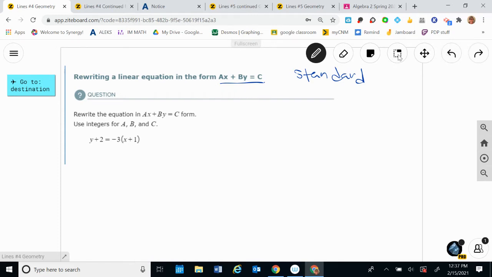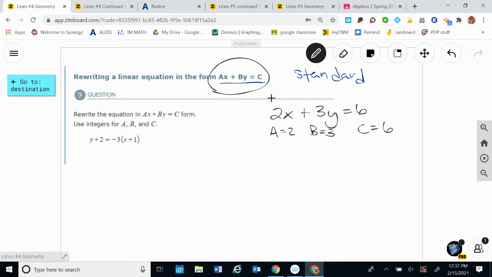The thing I've noticed that kids have trouble with in standard form is they don't understand what A, B, and C are. A, B, and C are just the numbers that come in those positions. In other words, if I give you 2x plus 3y equals 6, A is equal to 2, B is equal to 3, and C is equal to 6. Do you see why? Because look, Ax plus By equals C. They're just naming the number that comes before.